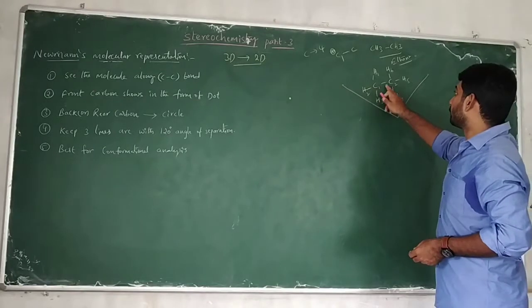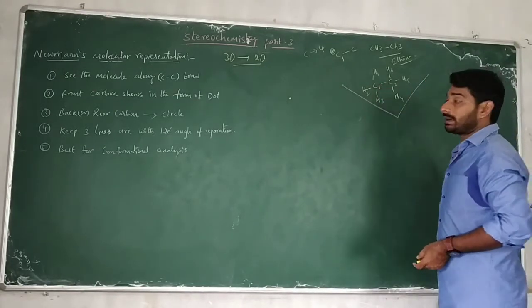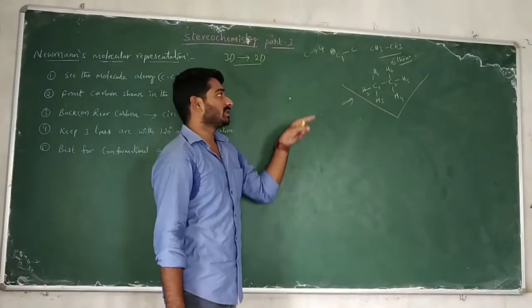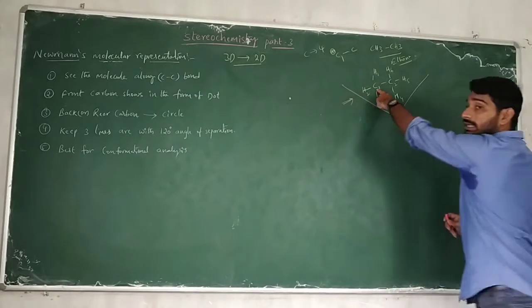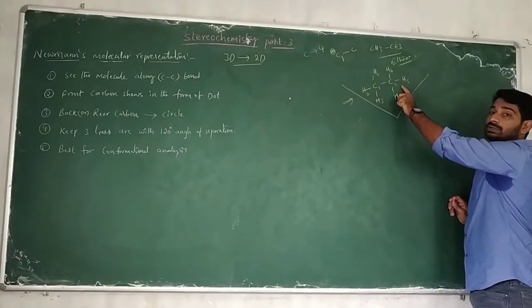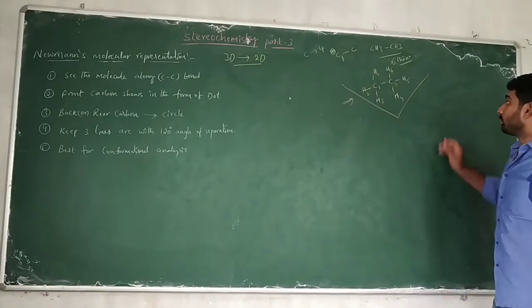First, I will see the molecule through the C-C bond. This is the front carbon, which means I am observing the molecule in this direction. Therefore, I am able to see only the first carbon. I am unable to see the second, rear carbon, because it is eclipsed by this one, like a solar eclipse, you know.